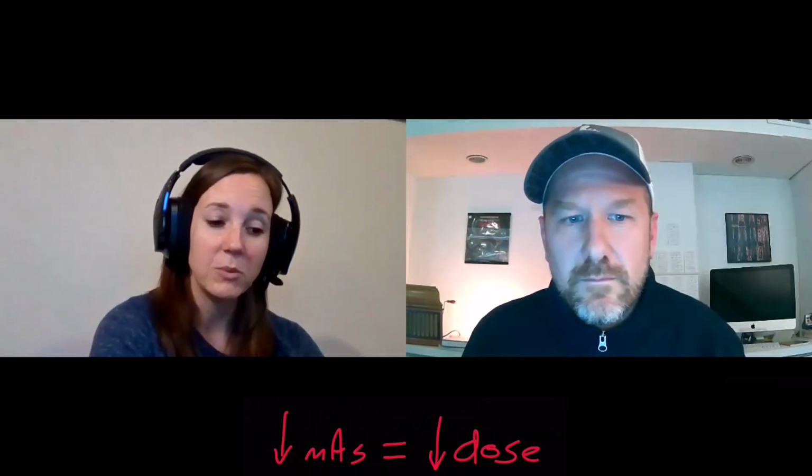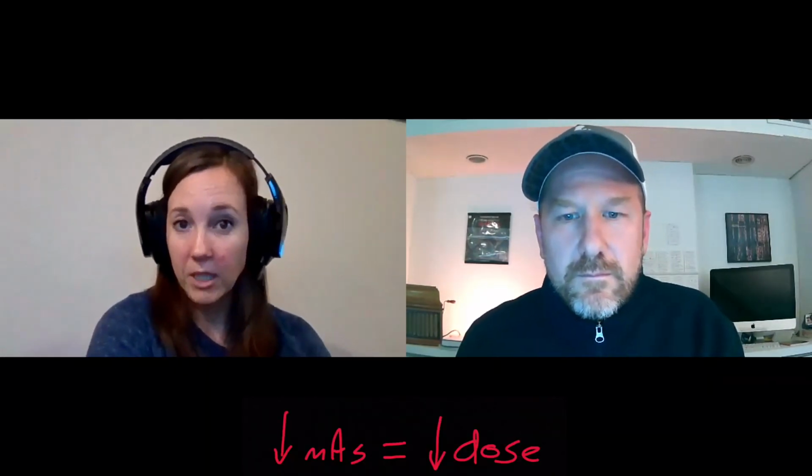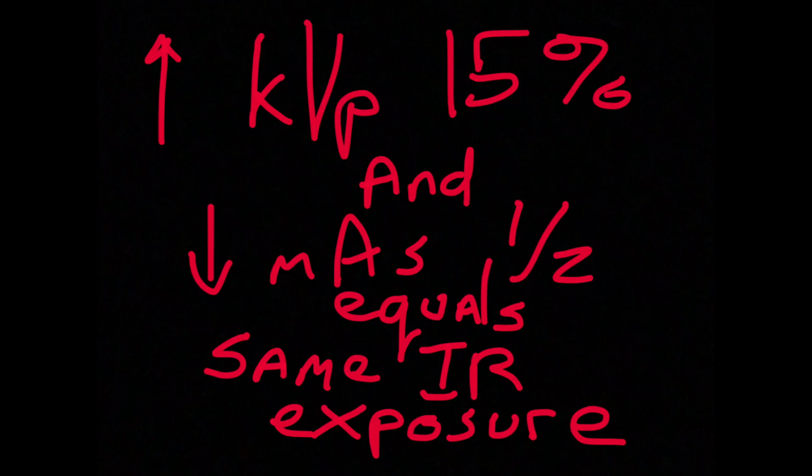But mAs is super important because mAs directly corresponds with our patient dose. So if we can change our mAs, and when I say change, I mean lower, when we lower our mAs, we're going to lower our patient dose. Now, this ties into the 15% rule. By increasing your kVp by 15% and halving your mAs, you're going to be able to maintain your DI of hopefully 0.